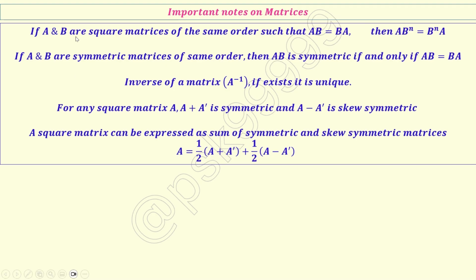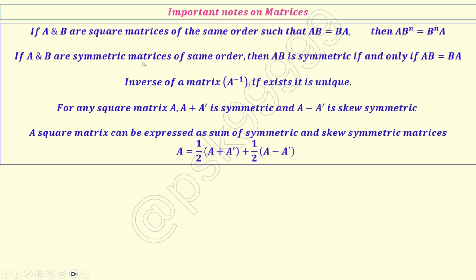Let's note down a few important points. One is, if A and B are square matrices of the same order such that AB equals BA, then we can also say A B to the power of n equals B to the power of n A. This is also correct. Similarly, you can put a power on A also, A to the power of m. This is an important one which will be helpful for several problems.